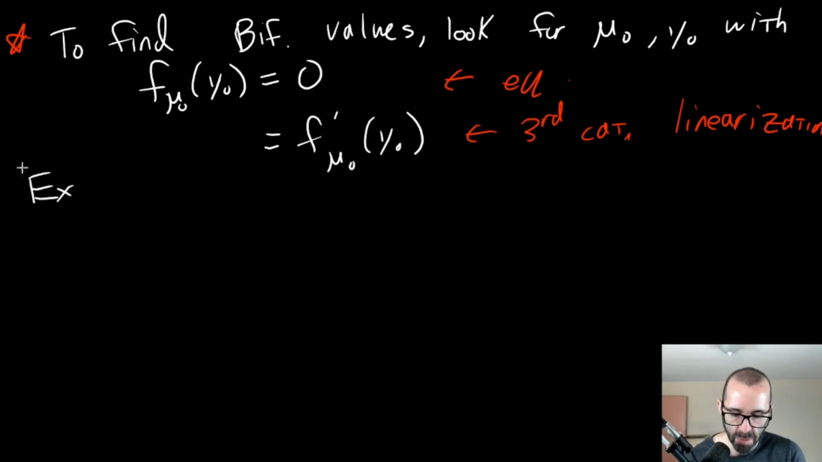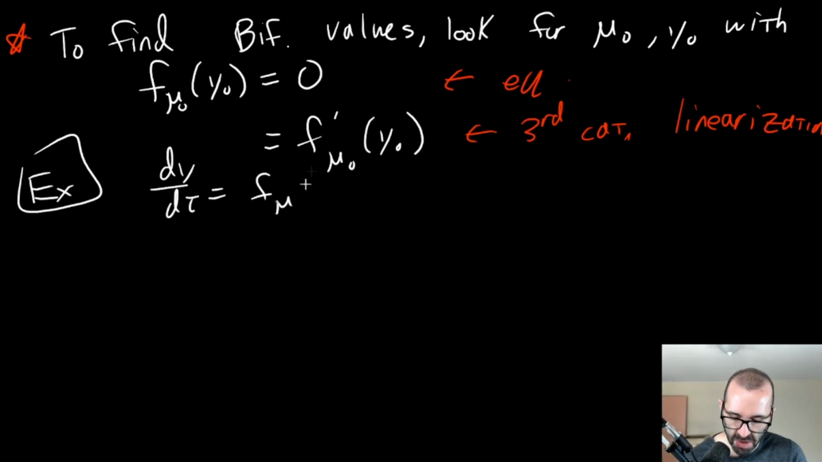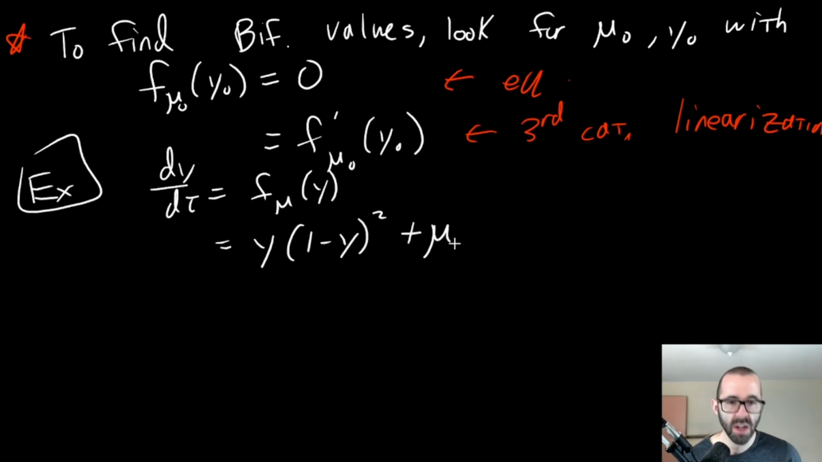And it's going to be another one-parameter family. I need to stop saying that. And it's going to be dy/dt equals f_mu(y), we'll call it, equals y times (1 minus y squared) plus mu. So not quite as easy to see what's going on as before. Not quite as obvious where bifurcation might happen.